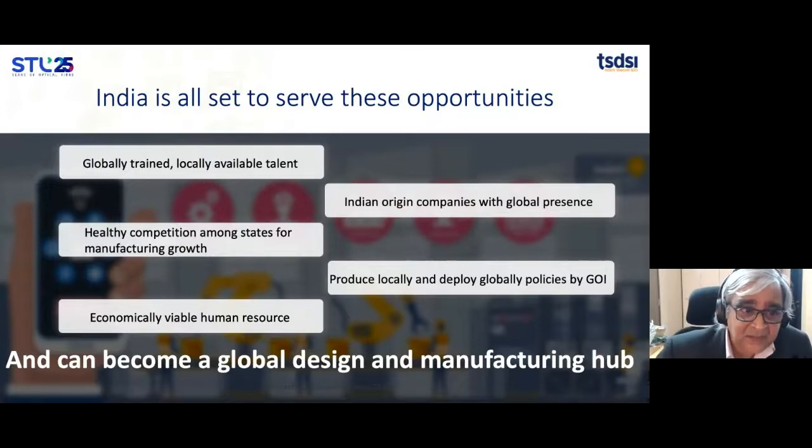There's a healthy competition amongst states in India for manufacturing growth. There is a lot of policy support today by the government of India, and it's a very economically viable human resource pool, right? And put it all together, it has all the right ingredients for us to become a global design and manufacturing hub, right? And that is the context with which we are starting off today.